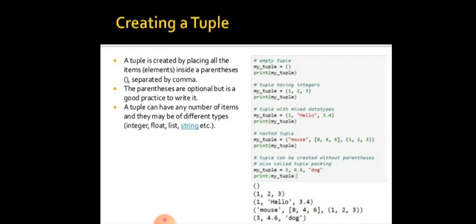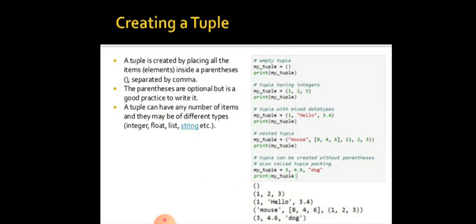Next, a tuple can have any number of items and they may be of different types: integer, float, list, string, etc. Suppose we have created a tuple containing elements 1, hello, 3.4. Here 1 is an integer value, hello is a string value, and 3.4 is a float value. So we can also say that a tuple is a collection of elements of different data types. You can also create a tuple by using the tuple constructor.